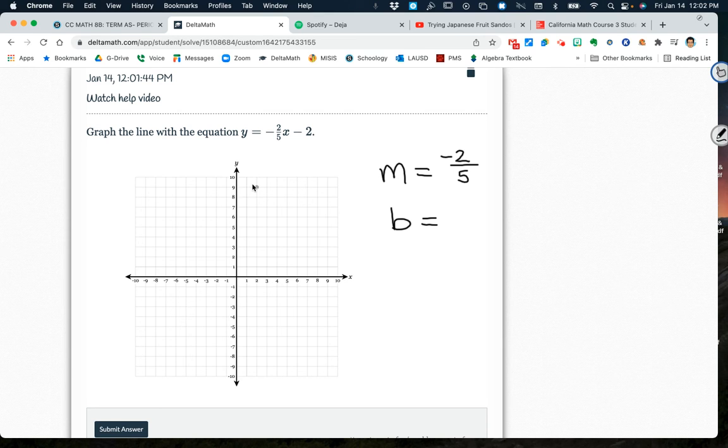Okay? And what's my y-intercept number? Negative 2. So this time we're looking for negative 2 on the y-axis. Okay? And then we're going to go, this is telling me to go down 2 because it's a negative 2. So go down 2 to negative 4, and then you're going to go across to the right 5 spots. And there it is. Okay, that is the line that goes with that equation.